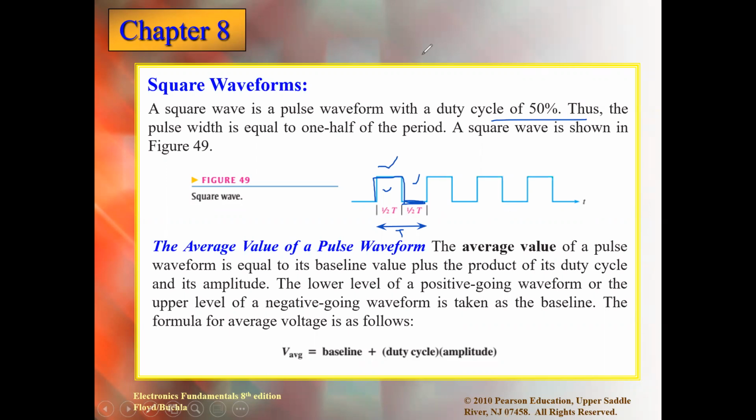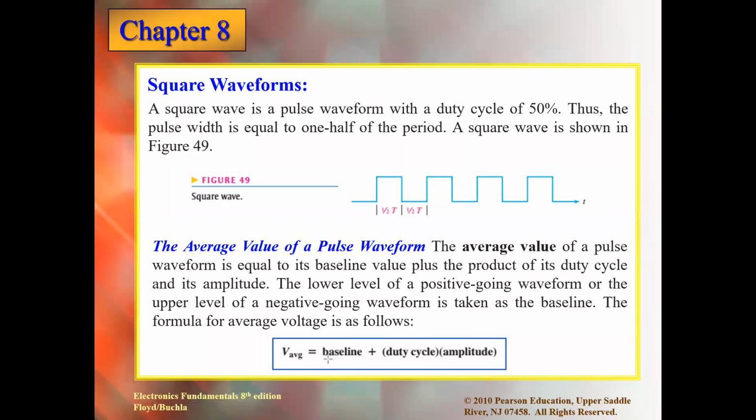Okay, next thing, the average value of the pulse waveform. We can find the average value of the pulse waveform. The average value of a pulse waveform is equal to its baseline value plus the product of the duty cycle and amplitude. So here is the formula. How can we calculate the average value? V average is equal to the baseline value. What is this baseline? This value, whether it is starting at 0 or some other value, is called the baseline.